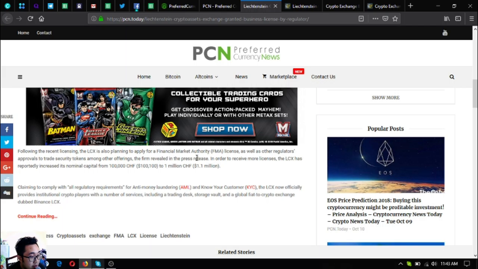The firm revealed in the press release that, in order to receive more licenses, the LCX has reportedly increased its nominal capital from 100,000 CHF or $100,000 to 1 million CHF or $1.1 million, claiming to comply with all regulatory requirements for anti-money laundering (AML) and Know Your Customer (KYC). The LCX now officially provides institutional crypto players with a number of services, including a trading desk, storage vault, and a global fiat to crypto exchange dubbed Binance LCX.